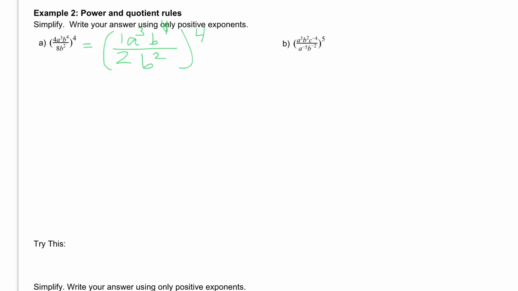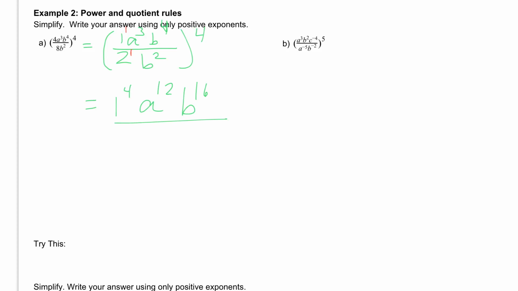Now what we want to do is go ahead and get rid of the parentheses by multiplying this exponent to all the exponents on the inside. We have to remember that this 2 also has a 1 there, and same thing with that 1. And so if we multiply it through, we have 1 to the 4th, a to the 12th, and b to the 16th, and that was taken by taking 4 times 4, 4 times 3, and 4 times 1.